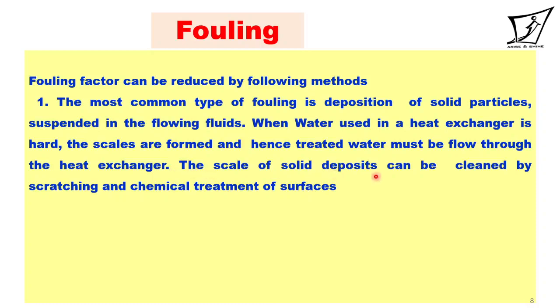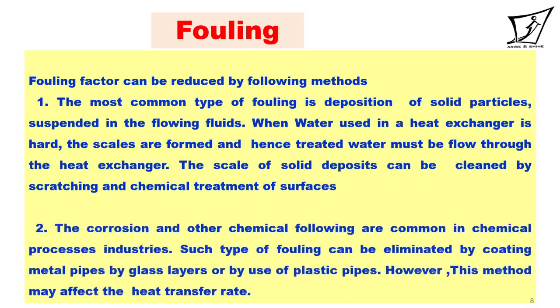The scale of solid deposits can be cleaned by scratching and chemical treatment of surfaces. Another method: corrosion and other chemical fouling are common in chemical process industries. Such type of fouling can be eliminated by coating metal pipes with glass layers or by the use of plastic pipes. However, this method may affect the heat transfer rate between hot and cold fluids due to the low thermal conductivity of the pipe material as compared to the metal pipe.